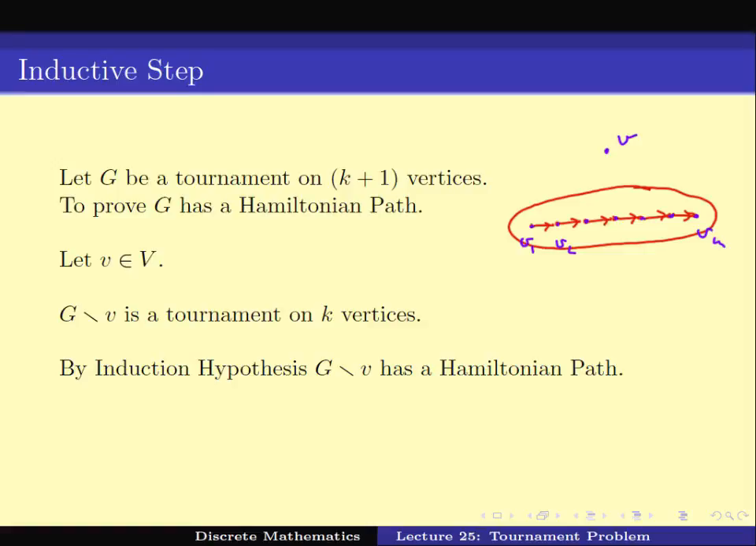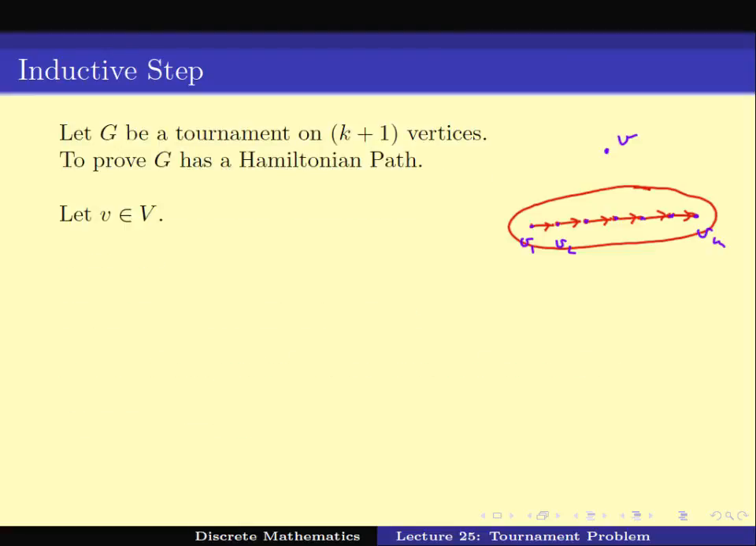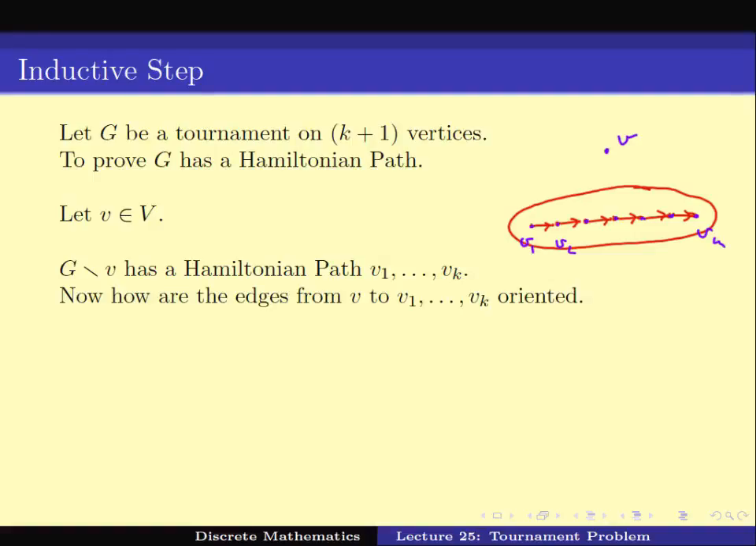The question is, how is V connected to the rest of them? So let V1 to Vk be the Hamiltonian path. Okay. So we have this G minus V, the Hamiltonian path, and this has the path V1 to Vk. Now, how are the edges from V1 to Vk oriented? So look at the edge between V1 and V.